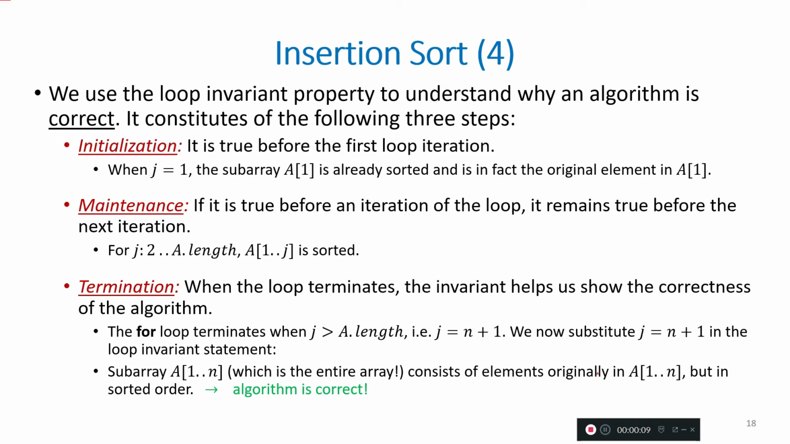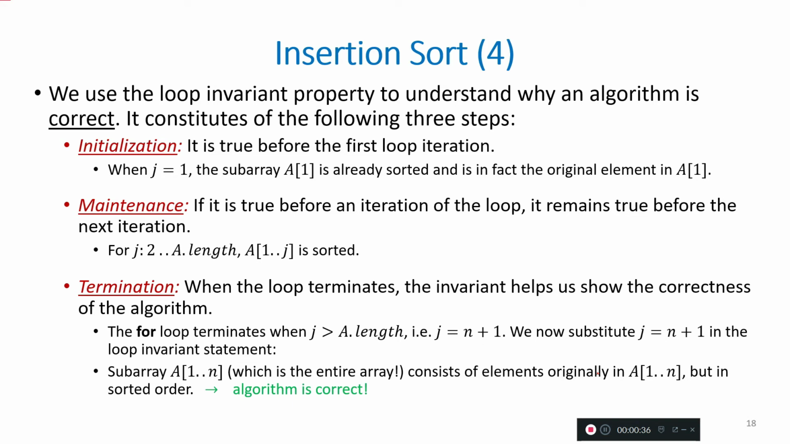In the first step, which is initialization, we see that the loop invariant property should hold true before the beginning of the for loop. So it should be true before the first iteration of the for loop. In that case, j is equal to 1, and it is the only element to the left of the red line. And since it's the only element, it is already sorted.